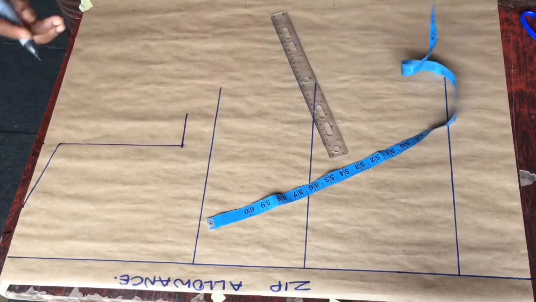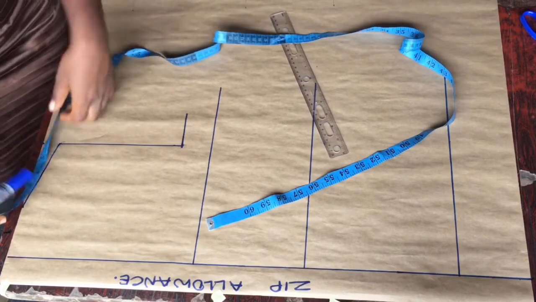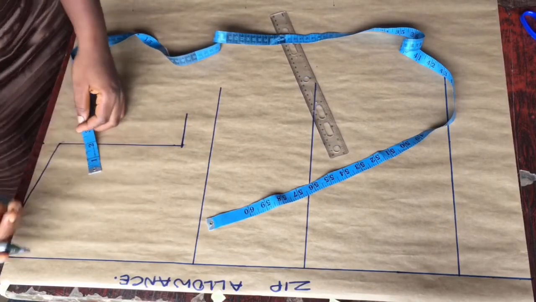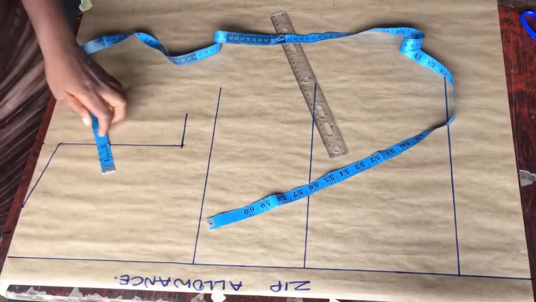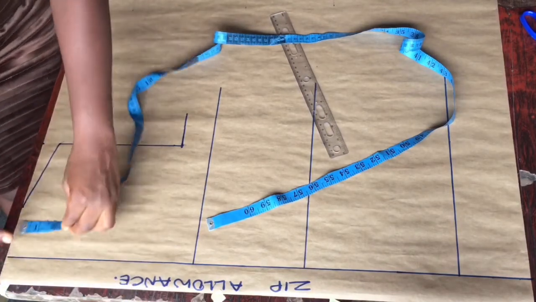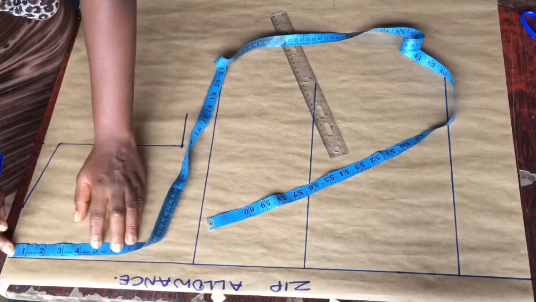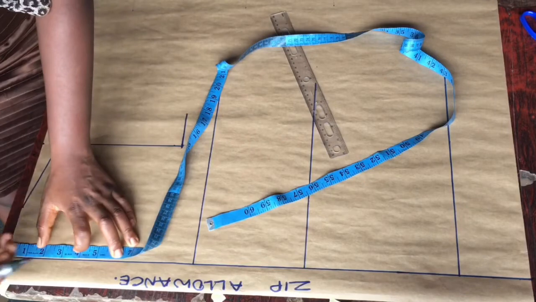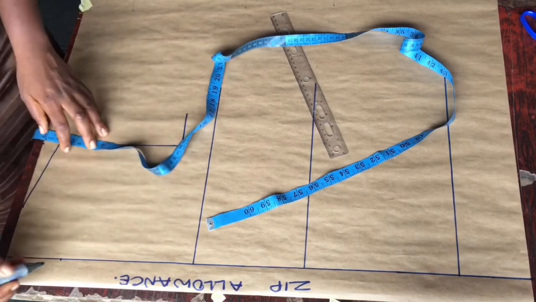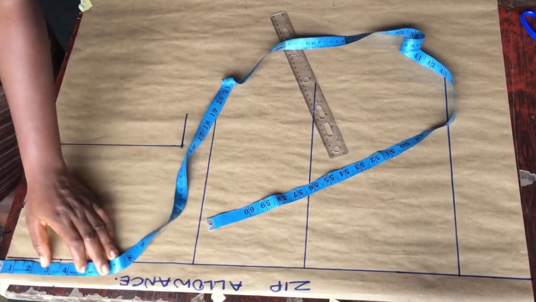So now I am going to mark my neck part. So the neck, just like I said, you can as well come down depending on how deep you want your neck to be. So I'll be coming down by 3 inches. So I'll measure 3 inches down there, and then I'll measure out that same inches at that point.